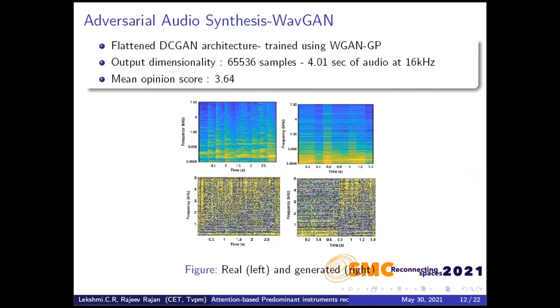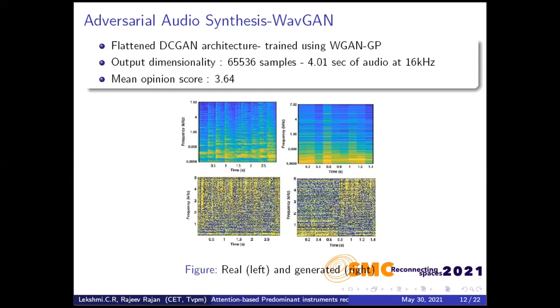Next, moving to adversarial audio synthesis. WaveGAN v2 is used as a data augmentation for the proposed task. It is a flattened DCGAN architecture with the same number of parameters and numerical operations as that of the DCGAN. It is trained using Wasserstein GAN with gradient penalty.